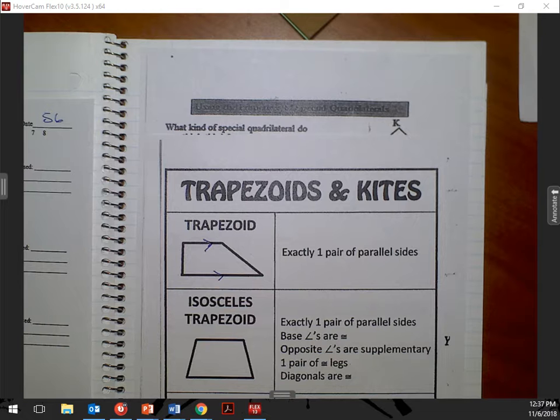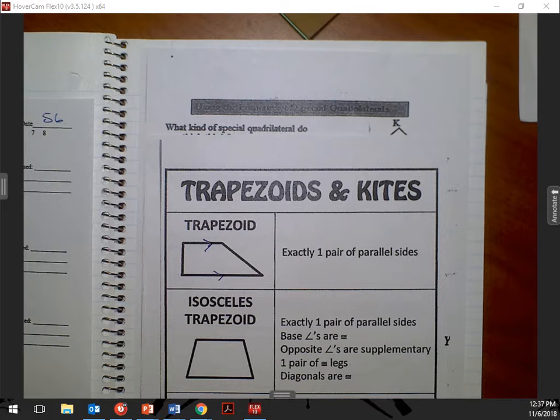Anything else that we know about that? No, that's it. Basically it. A trapezoid has one pair of parallel sides. That's it. Doesn't say anything about any other sides. Okay, now let's see if you guys paid attention yesterday.